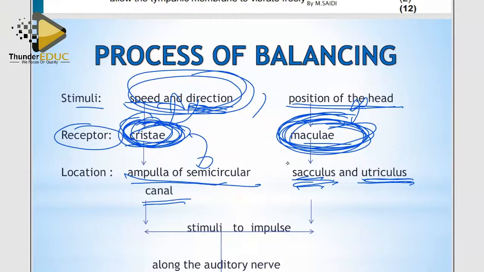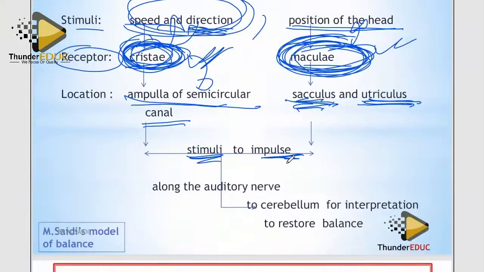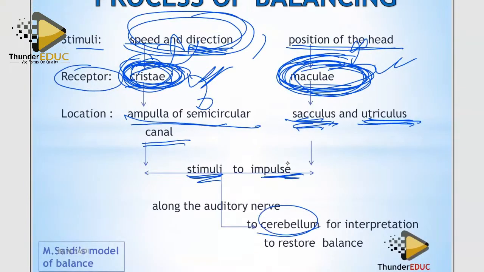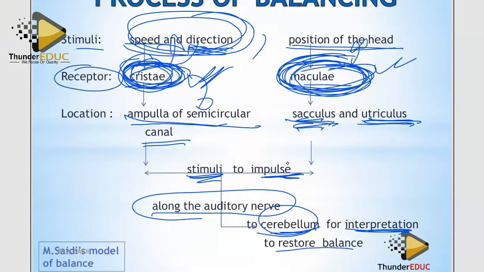The ampulla of the semicircular canal, we find the cristae there, while the sacculus and the utriculus, we find the maculae. Because these are receptors, they're going to change the stimuli into a nerve impulse. And then the nerve impulse will be sent to the cerebellum. Why cerebellum? Because that is balance. How does it go there? It goes along the auditory nerve. Why does it go to the cerebellum? To interpret the information so that balance is maintained.